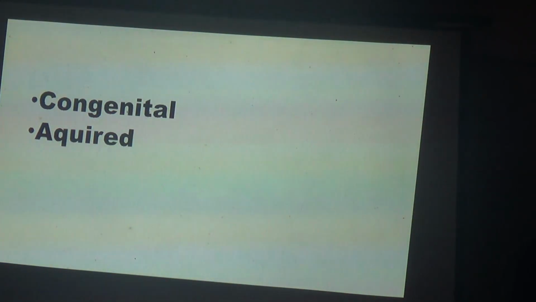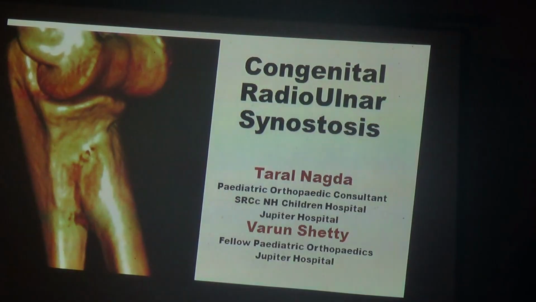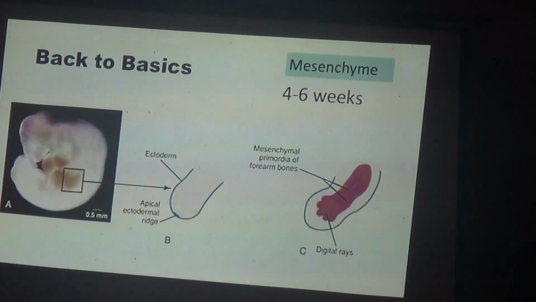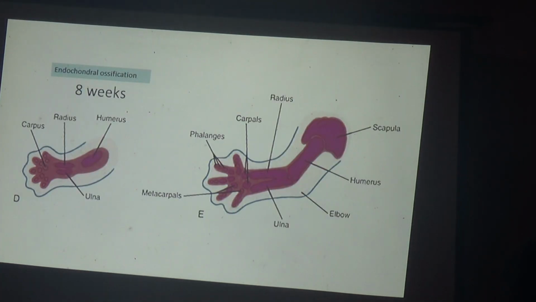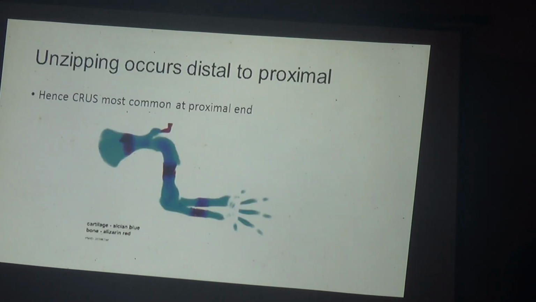Acquired are mostly post-traumatic. The congenital ones are because of a failure of separation, and it is always proximal. Never, you don't have middle or distal. And this is how a forearm develops. It will develop by around 6 weeks like a forearm bud. And then the radius and ulna ossification takes place and unzipping takes place. And this unzipping takes place from distal to proximal. And that's why you don't see distal synostosis, you will always see proximal synostosis.